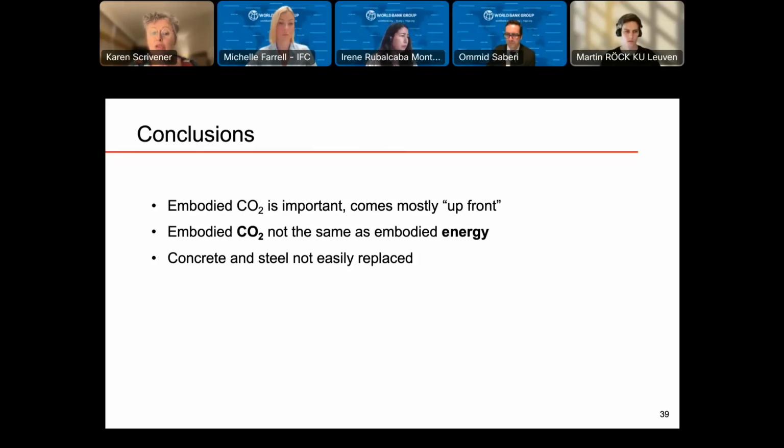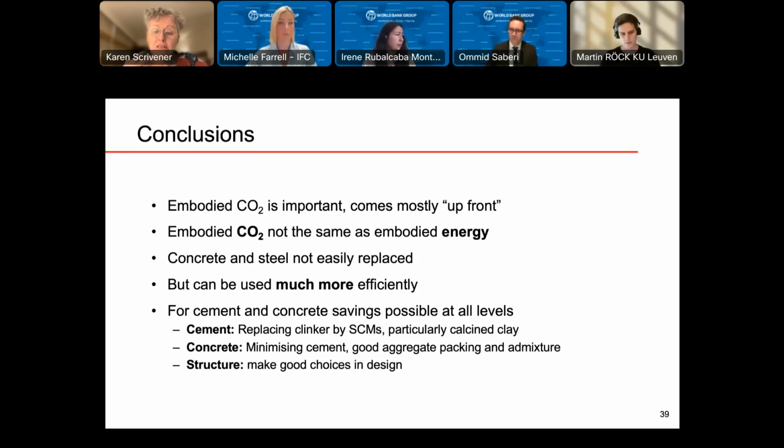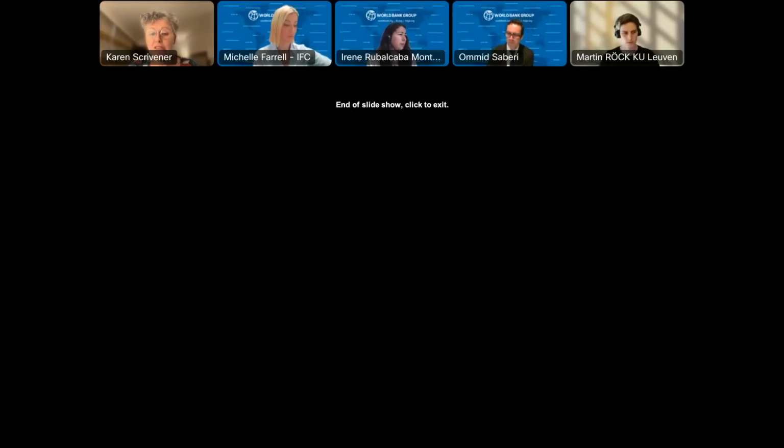And the two most used materials, concrete and steel, cannot easily be replaced. But they can be used much more efficiently. And we need to do this more efficient use at all the possible levels, replacing clinker by supplementary cementitious materials, particularly clays, minimizing cement in concrete, and making good choices in design.